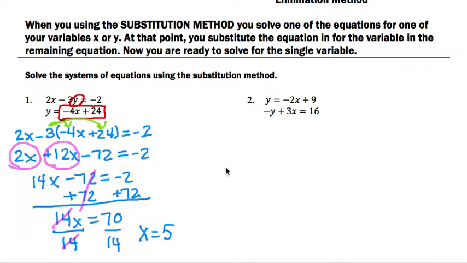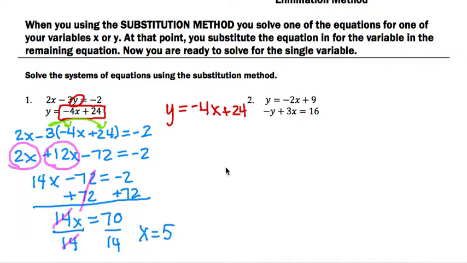Now, just like what you did with elimination, we are going to take that value, that 5, and substitute it back into one of the two original equations to solve for the other variable, so to solve for y. So I'm going to choose to substitute it into the second equation because y is already by itself there, so it will be easier for me to solve.